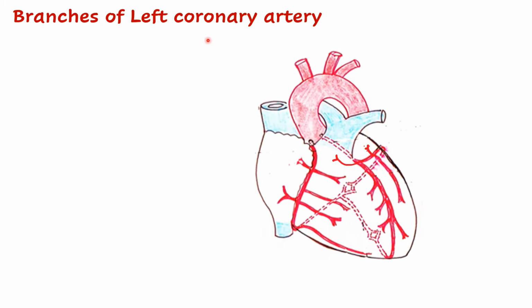Now branches of the left coronary artery. So we can see here this is the left coronary artery running behind the pulmonary trunk here, and it arises from which aortic sinus? The left posterior aortic sinus of the ascending aorta. So we can see here one small branch which is running on the surface of the pulmonary trunk, and this branch is known as the left conus artery. The right coronary artery also gives a branch to the pulmonary trunk here known as the right conus branch, and these two arteries will anastomose with each other.